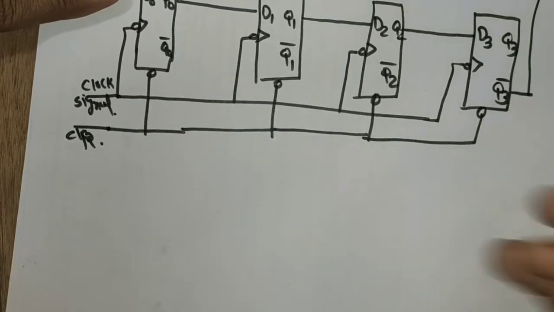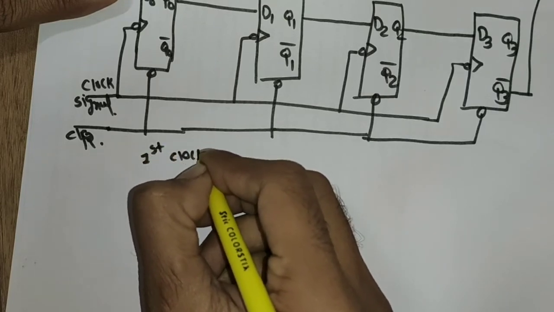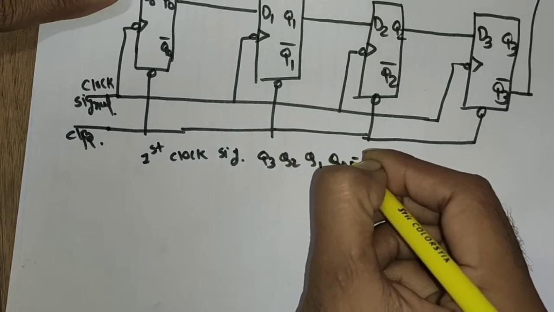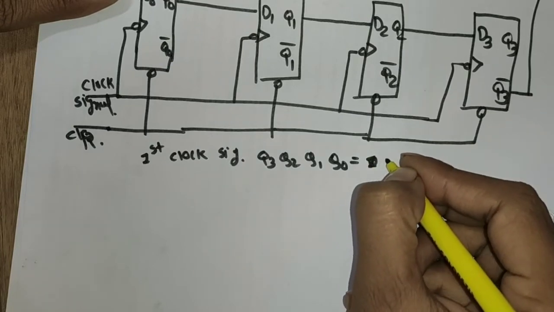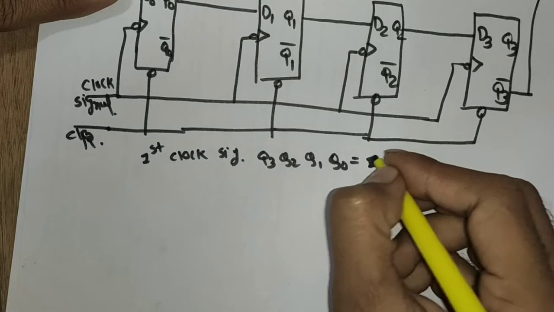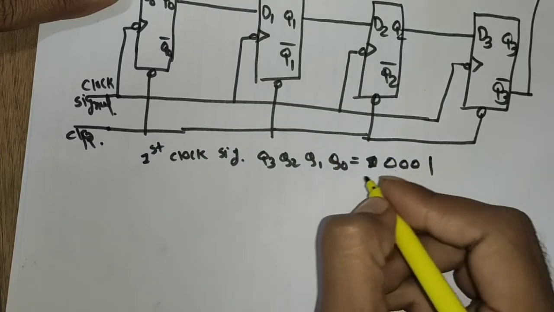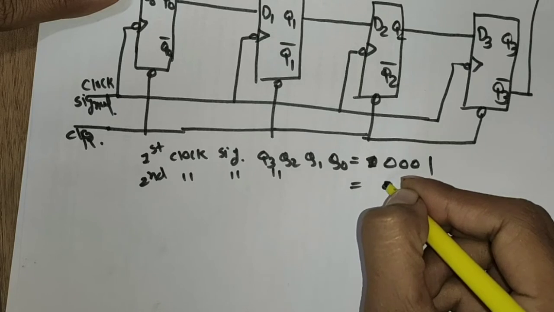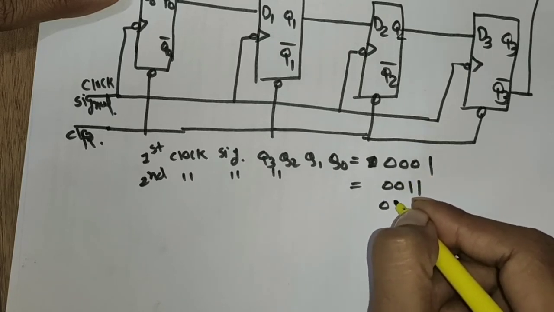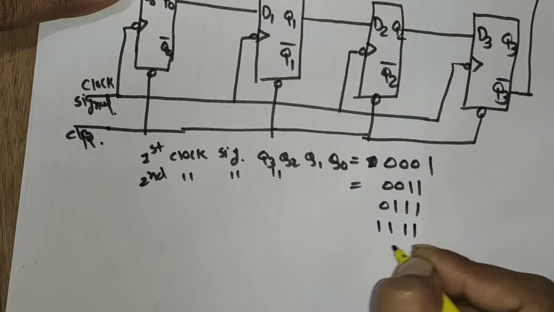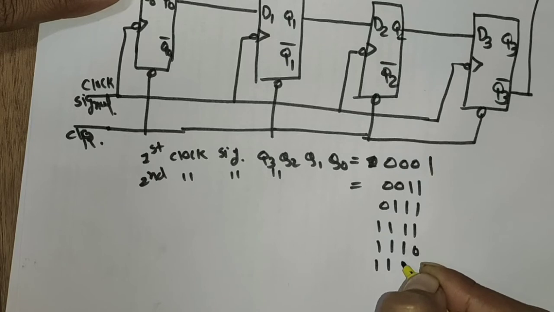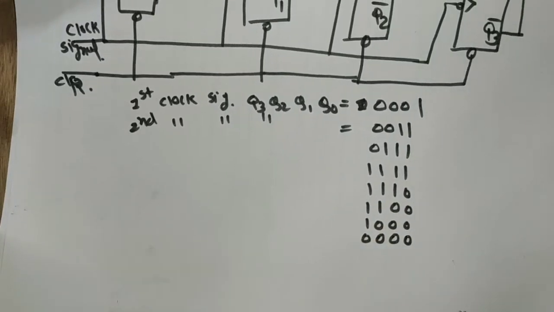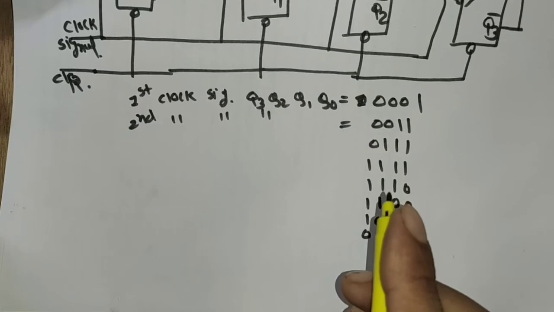So what is the output of the first clock pulse signal? Considering the outputs Q3, Q2, Q1 and Q0, the first output is 0, 0, 0, 1. The second clock pulse gives 0, 0, 1, 1. Then in a similar way 0, 1, 1, 1, then 1, 1, 1, 1, then 1, 1, 1, 0, 1, 1, 0, 0, 1, 0, 0, 0 and 0, 0, 0, 0. This is the output of each and every next clock pulse in case of the Johnson counter.